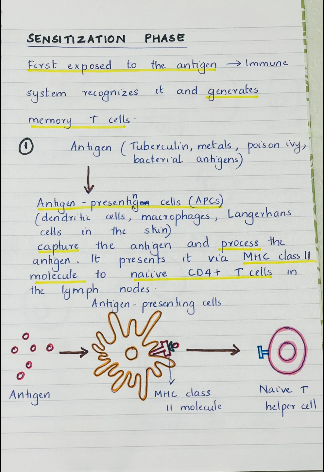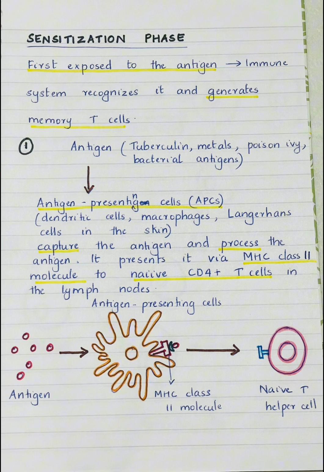Sensitization phase. In the sensitization phase, when an individual is first exposed to the antigen, the immune system recognizes the antigen and generates memory T cells. The first step involved in the sensitization phase is antigen processing and presentation. An antigen enters our body. The antigen could be tuberculin, metals, poison ivy, or any bacterial antigen.